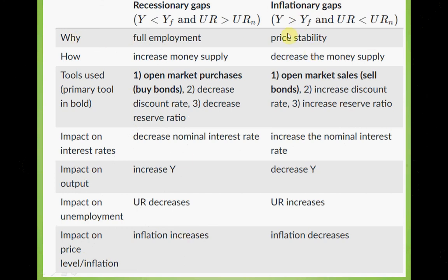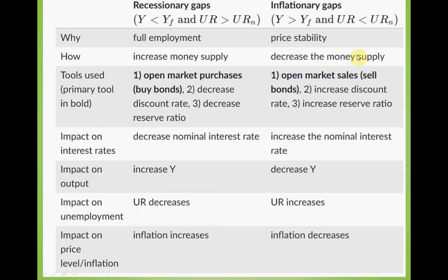So what's the goal here? Well, inflationary gaps, that's when the economy is going too high, prices are skyrocketing, we're at unsustainable growth. So what do they want to do? Price stability. They want to try to control the growth of the economy. It's saying we're growing too fast. Maybe we're way past long run aggregate supply. So how are they going to do it?